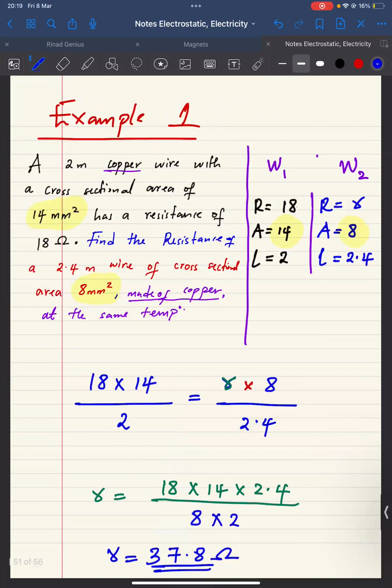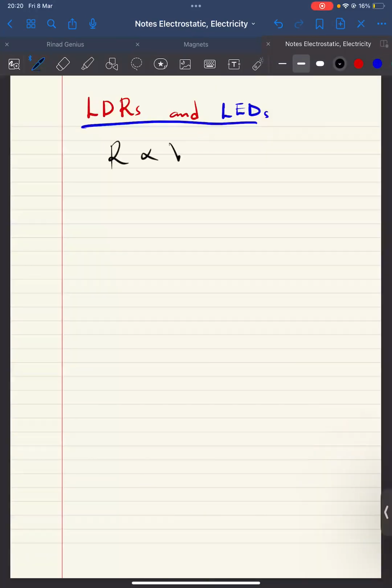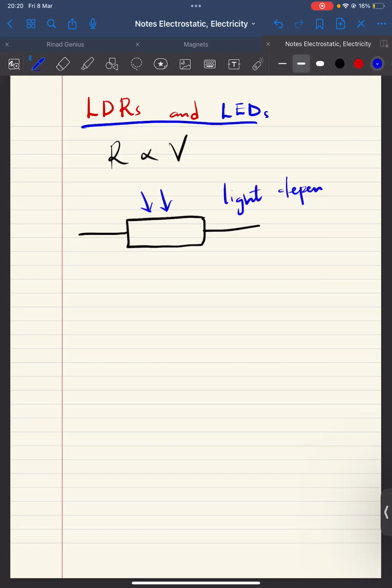An example of that is an LDR. What does an LDR stand for? An LDR is a light dependent resistor. And that's the symbol, light dependent resistor. It has to be correct. Normal resistor. So this thing can change its resistance based on light.